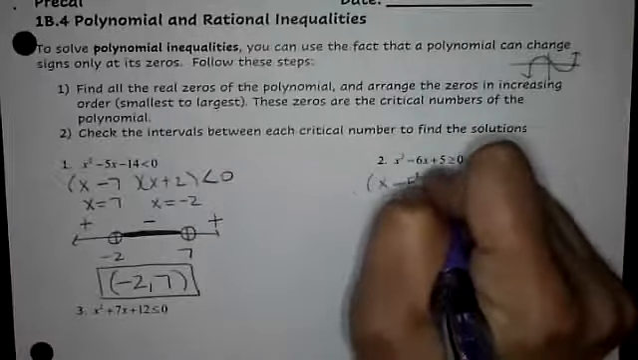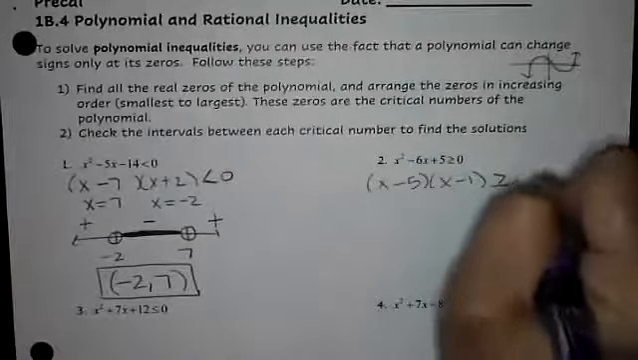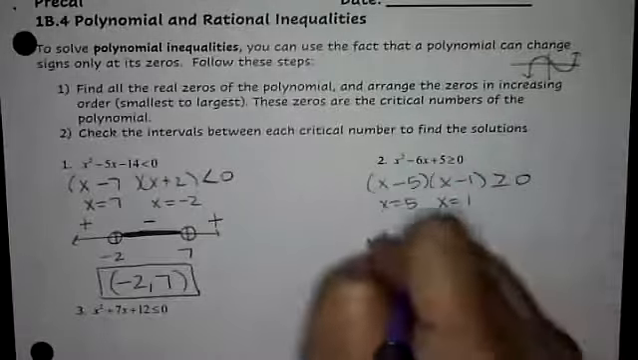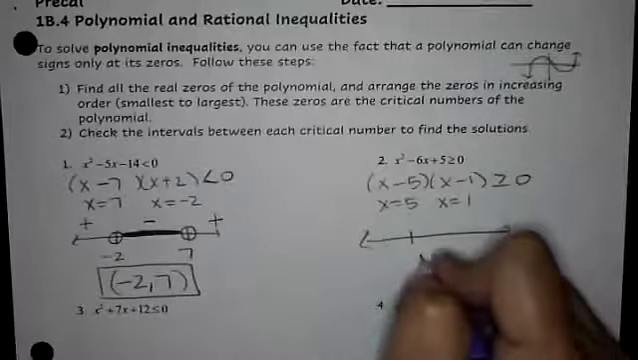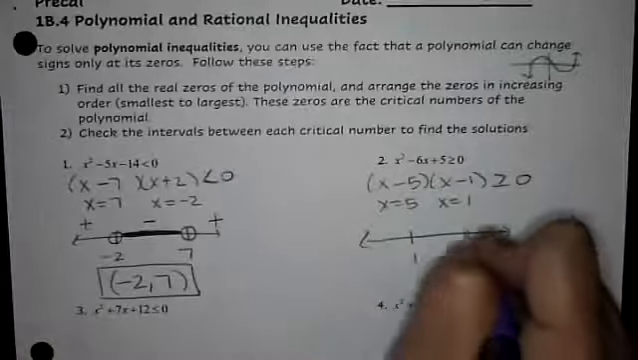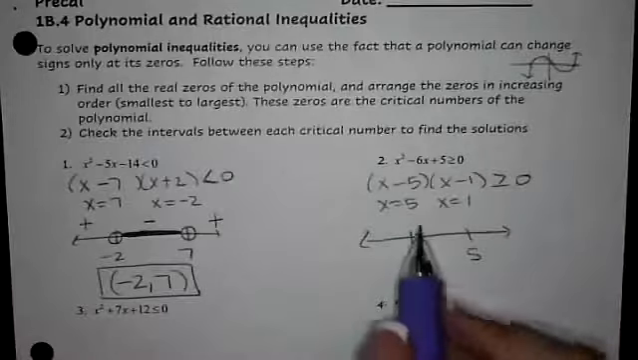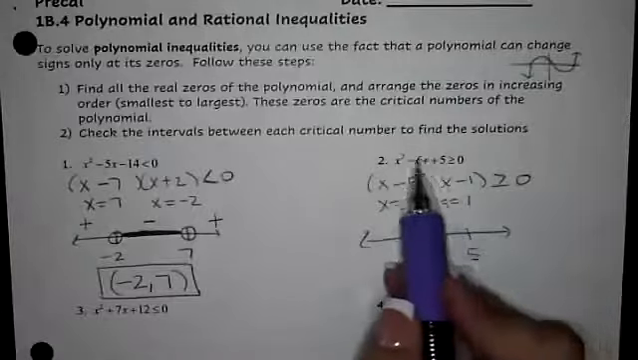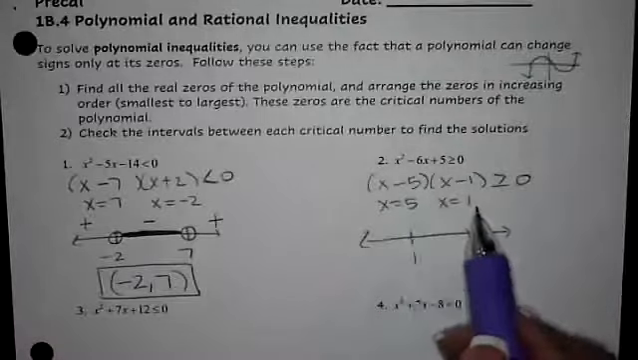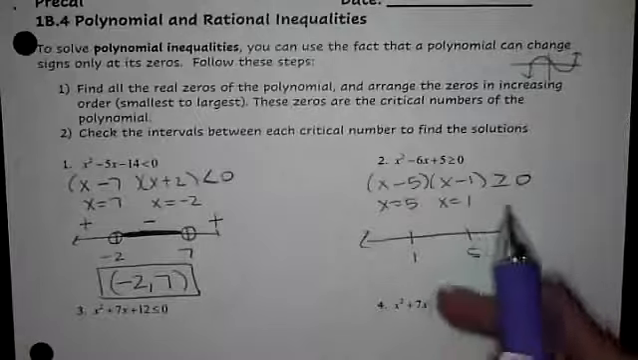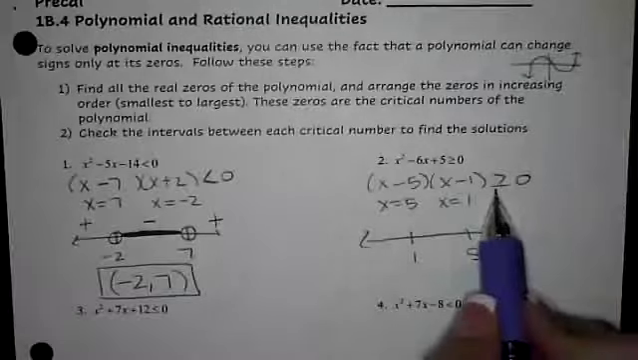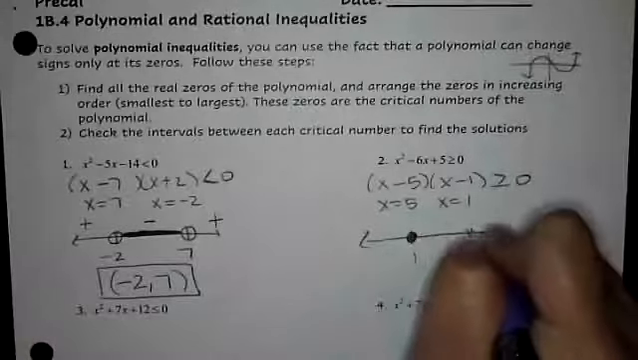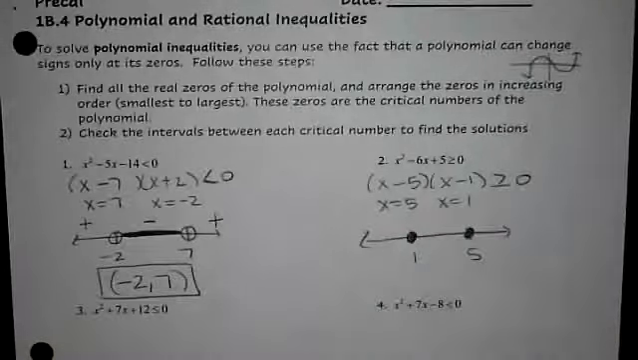So we factor. We find our roots. In this case, at 5 and 1, it is equal to 0. So this polynomial is 0 at 5 and 1 because that's where our roots are. That's where it has a value of 0. This does have an equal sign. So we want those values that make it 0. So that's going to be a closed circle there.